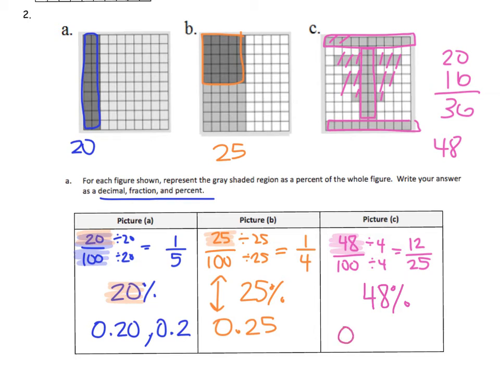And my decimal is 0.48. And remember that the fraction and the decimal sound the same. 48 hundredths, 48 hundredths.